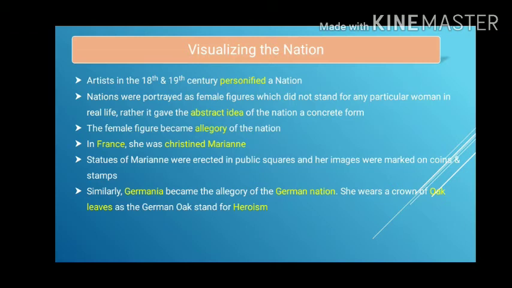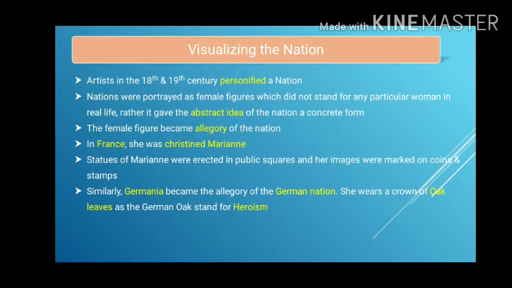In France, she was Christened Marianne, a popular Christian name, and her characteristics were drawn from those of liberty and the republic, like the red cap, the tricolor, the cockade. Statues of Marianne were erected in public squares to remind the public of the national symbol of unity and to persuade them to identify with it. Marianne's images were marked on coins and stamps.